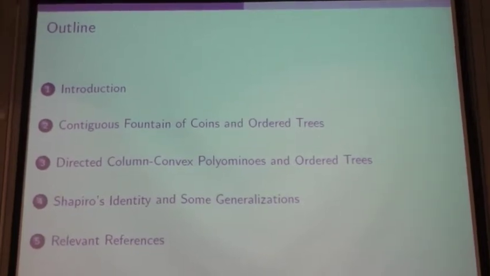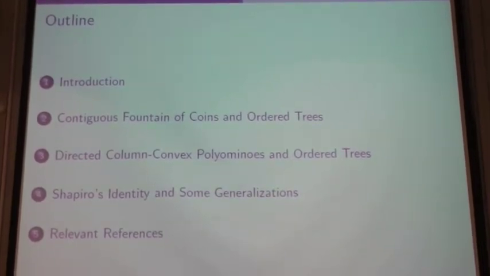In the introduction, I'll talk about some of the motivations behind looking at subsets of ordered trees. Then the main things I'm going to be talking about are these two topics, 2 and 3: contiguous fountain of coins and ordered trees, and then the so-called directed column convex polyominoes and ordered trees. And this is just a byproduct of some of the things I'm going to talk about here. In the end, I'll give you some relevant references, just in case you like some of the topics and want to read for yourself.